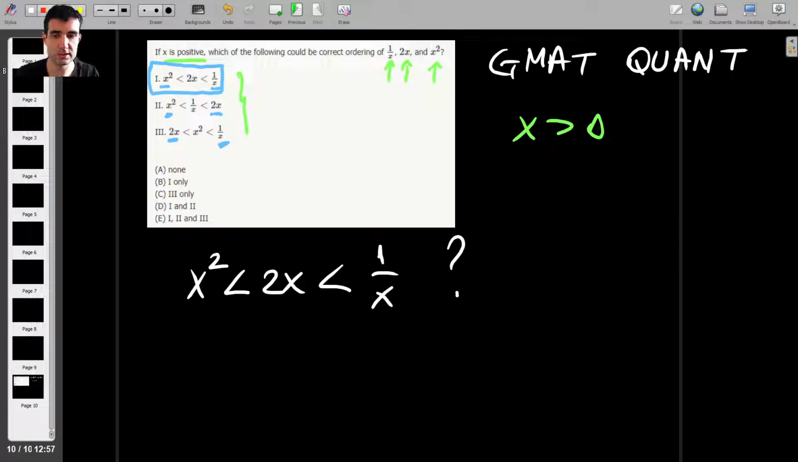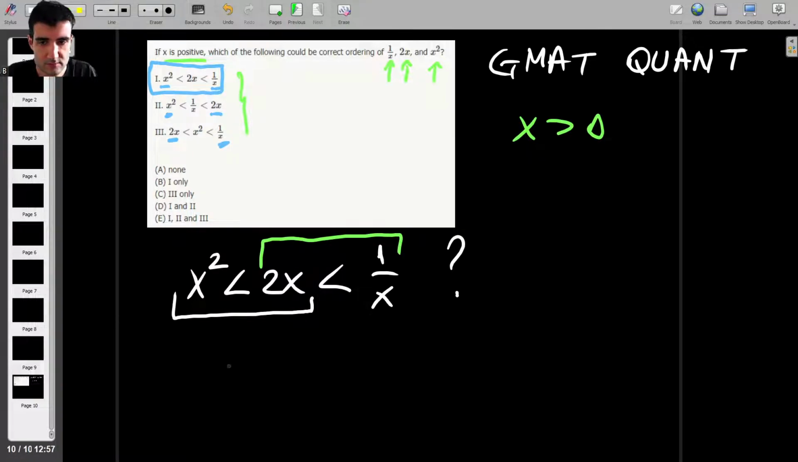Okay, so to do this, we're gonna split the inequality. So first of all, I'm gonna look at when this can happen. Then I'm gonna look at when this can happen, and then we're gonna put everything together. We're gonna do an intersection of sets, basically. So let's take the first one, which is x squared less than 2x. So can this actually ever happen?